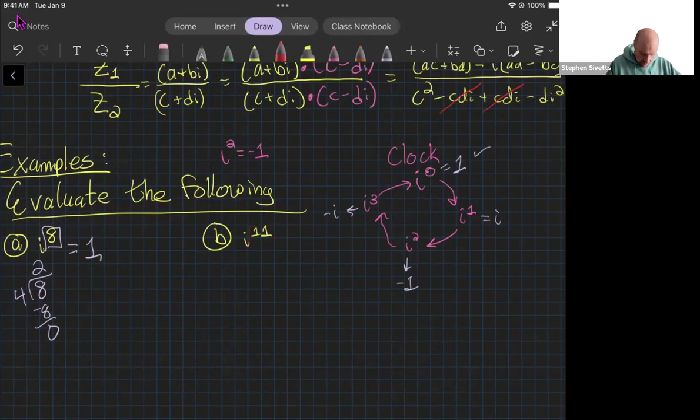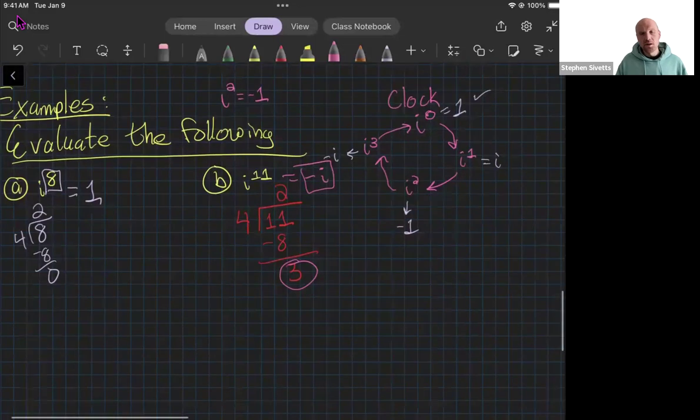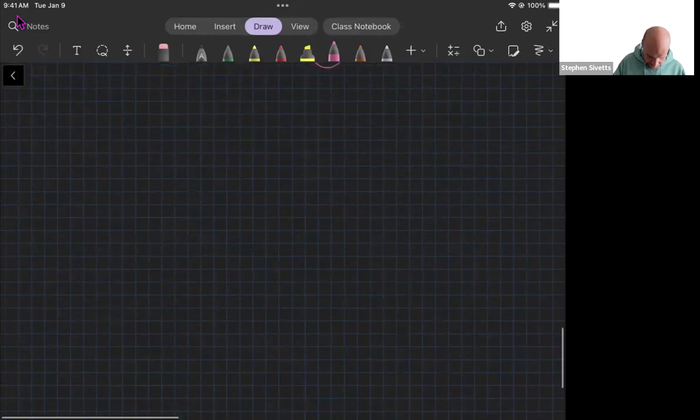So what we do is we take the exponent number and we divide it by 4. Okay, so 4 goes into 11 2 times, so that's 8. 11 minus 8 is 3. Yeah, that's right. 3. So since our remainder is 3, i to the 11th is equal to minus i. Okay. So that's pretty straightforward.